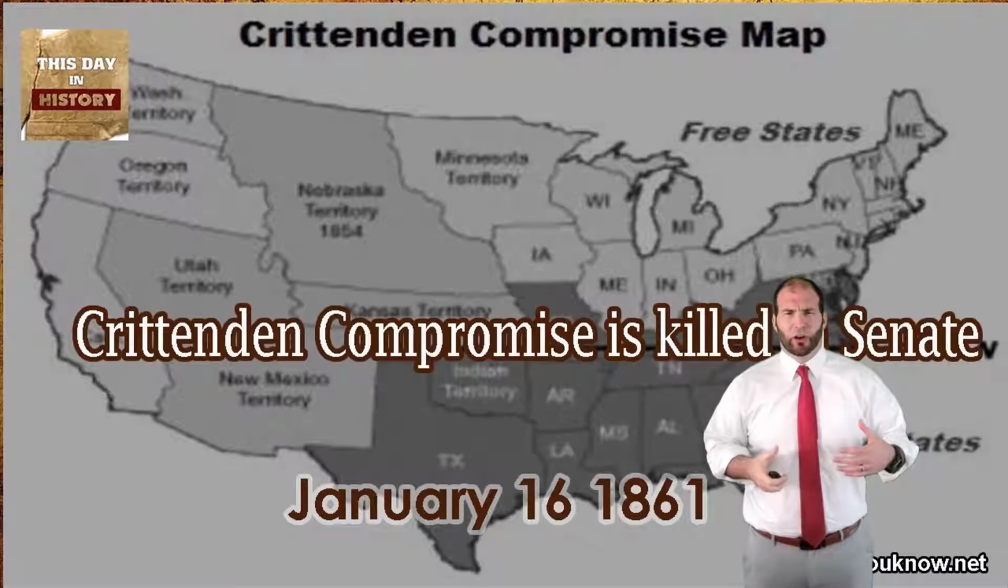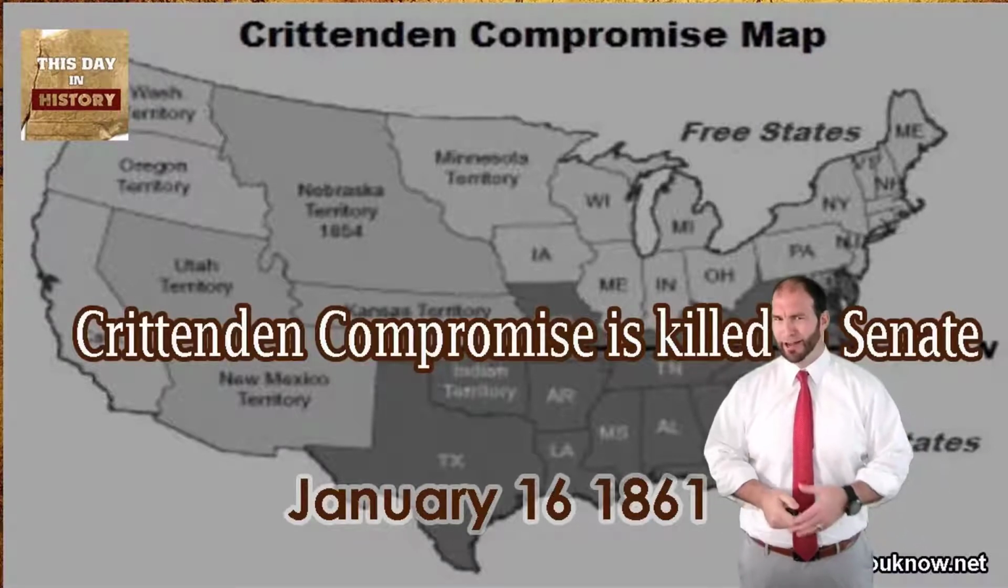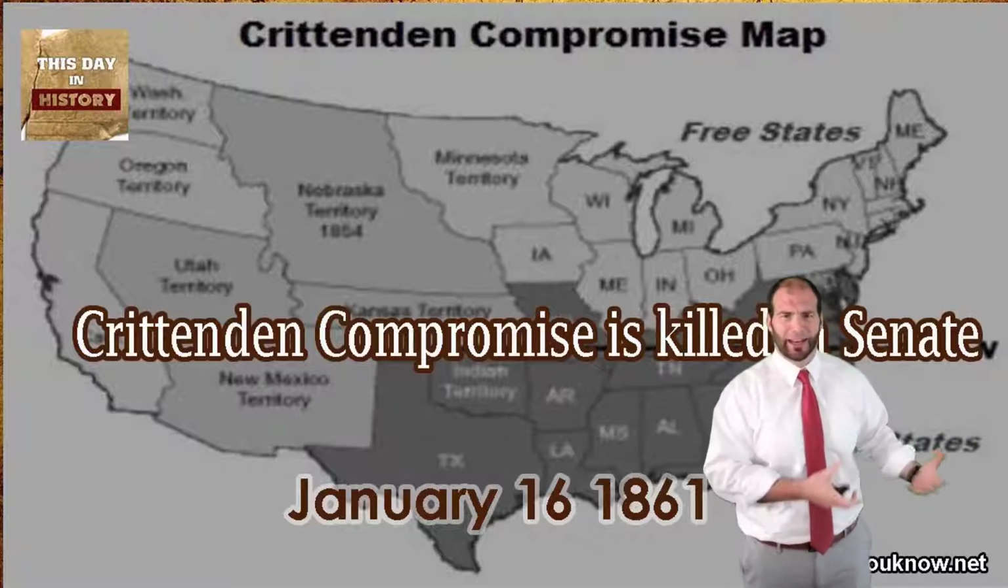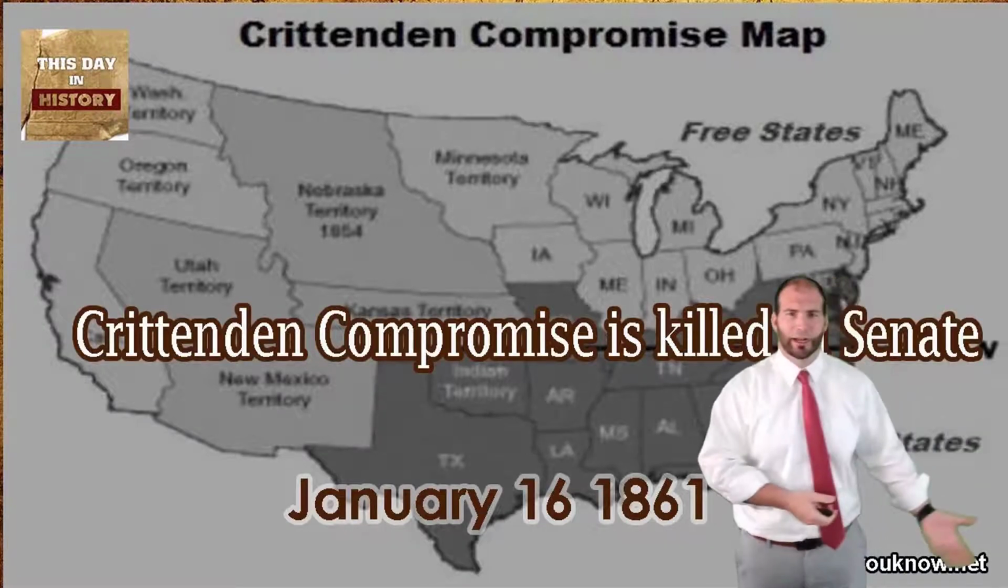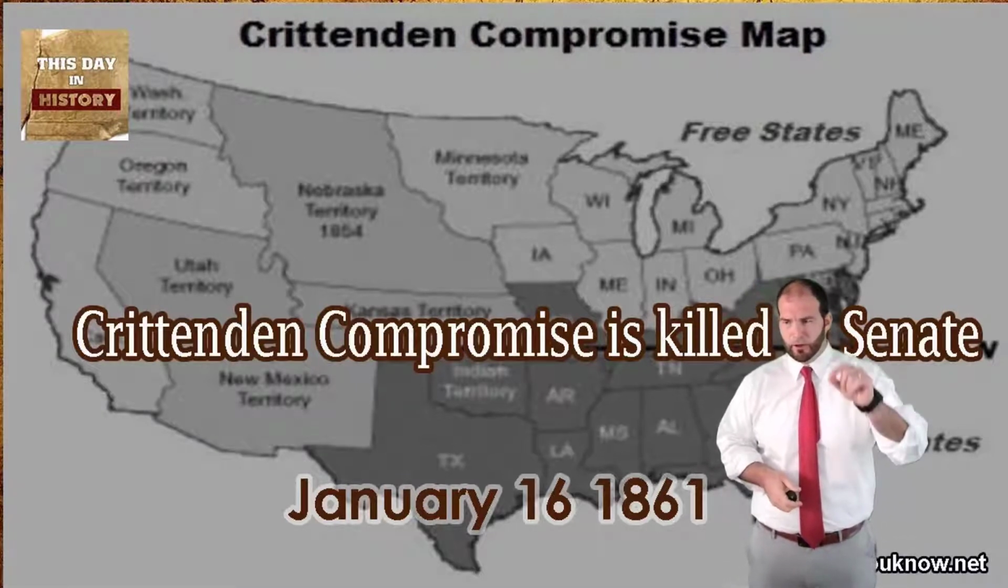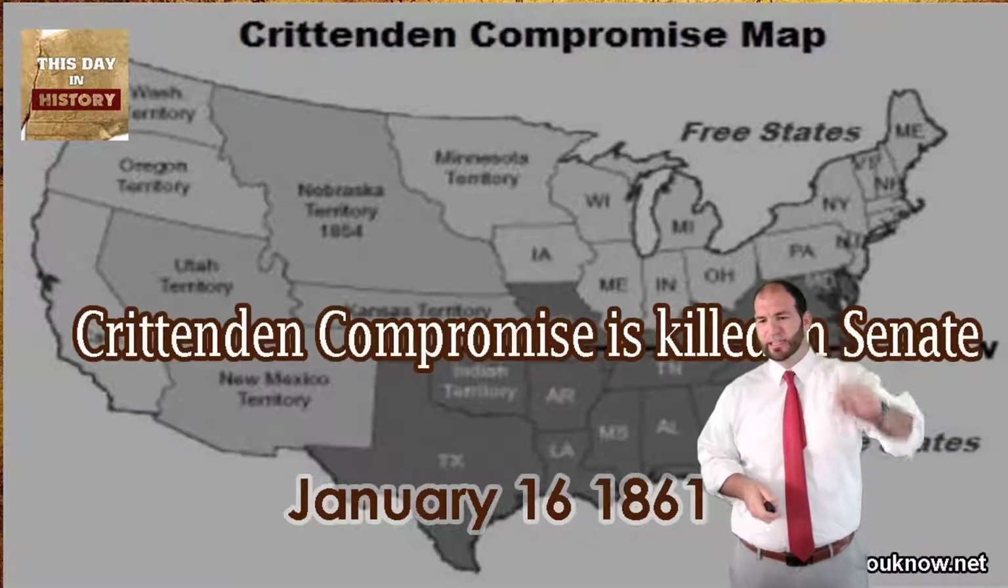This is a very strong move by the South. It gets rejected in the Senate because the North is not going to go along with permanently allowing slavery to expand further west under the 36°30' line. So when this happens, the South secedes.